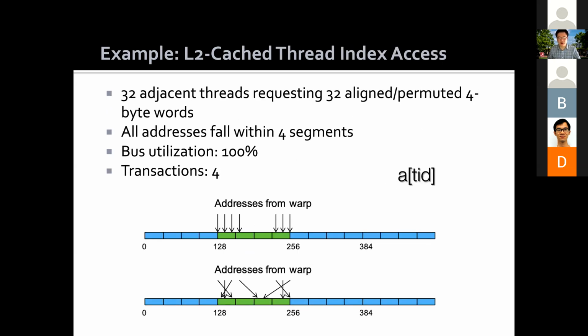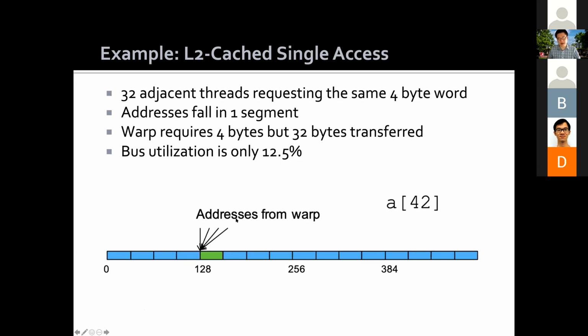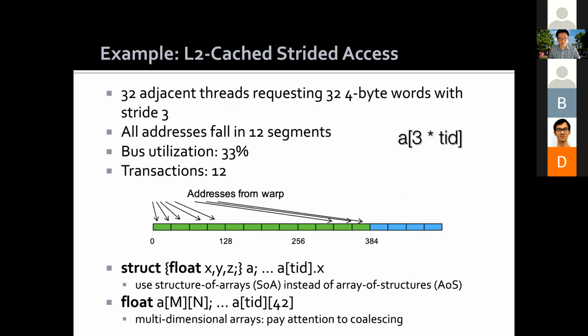For example, this figure is straightforward for you to understand. This is a very good case, 100% bus utilization. We call it memory coalesced, okay? So this is not fully coalesced, but it's okay. For this case, it's very bad because the utilization is very, very low.